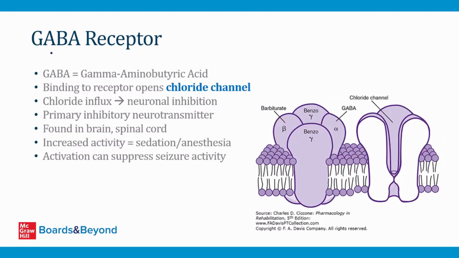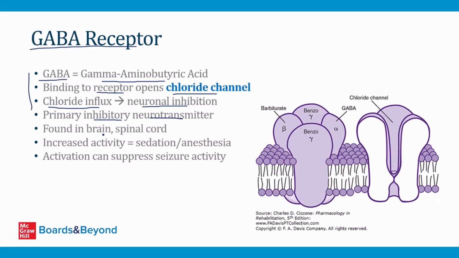Okay, next what I'm going to do is talk about a couple of anticonvulsants that work through the GABA receptors. So let's talk about the GABA receptor in general for a second here. GABA stands for gamma aminobutyric acid, and it's a neurotransmitter that binds to its receptor found on postsynaptic neurons of the central nervous system. And when it binds to its receptor, it opens a chloride channel. This causes a chloride influx into postsynaptic neurons, and this leads to neuronal inhibition. And so because of this mechanism right here, GABA is the primary inhibitory neurotransmitter of the central nervous system.